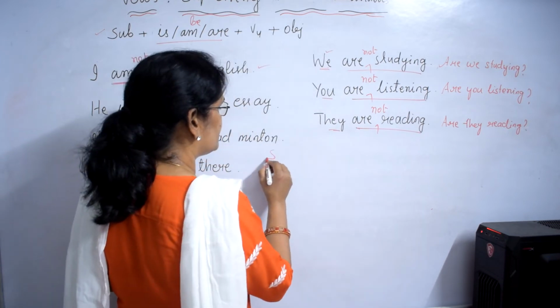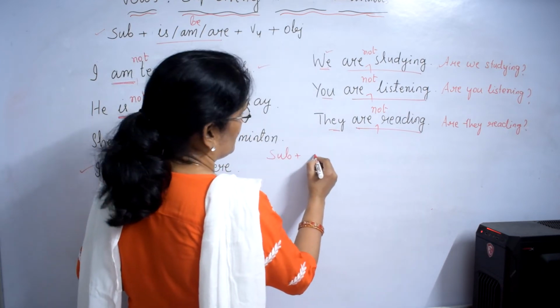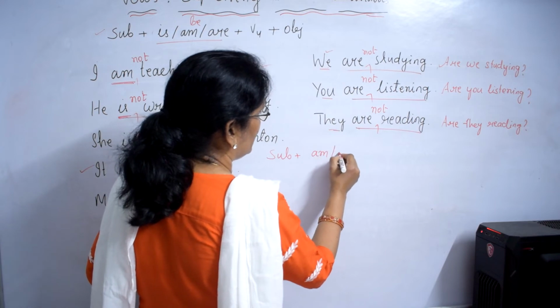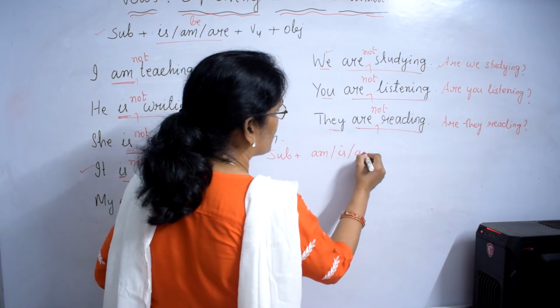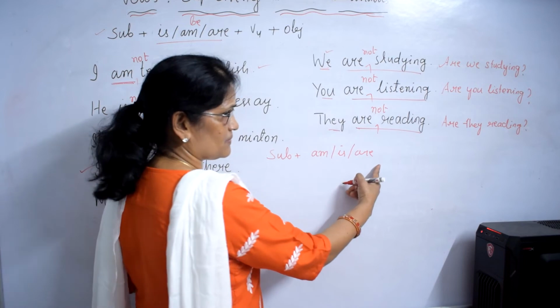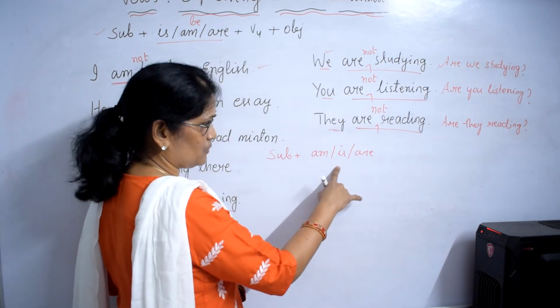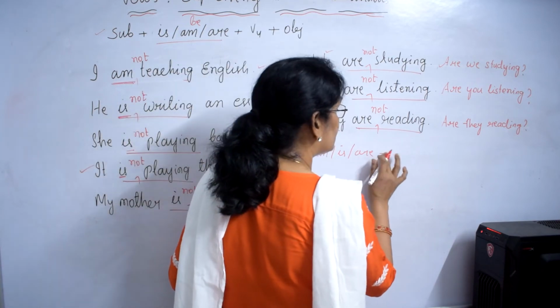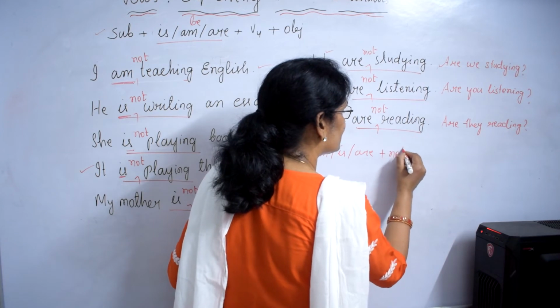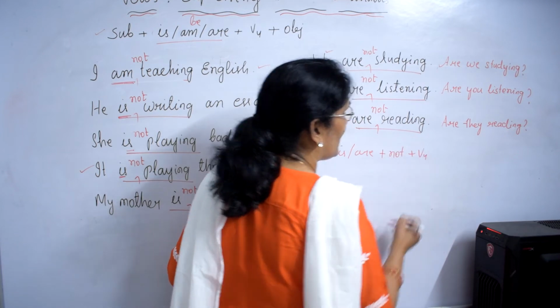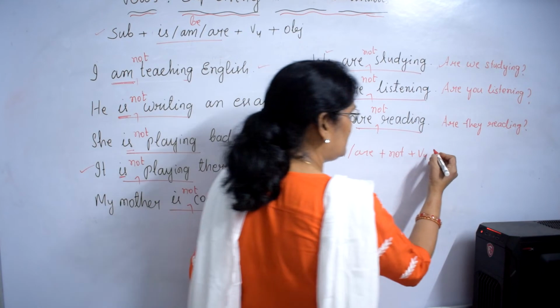Subject plus am, is, or are. These three are be verbs. As per the subject, we have to use one, plus not, plus the before-ing form of a verb, then the object.